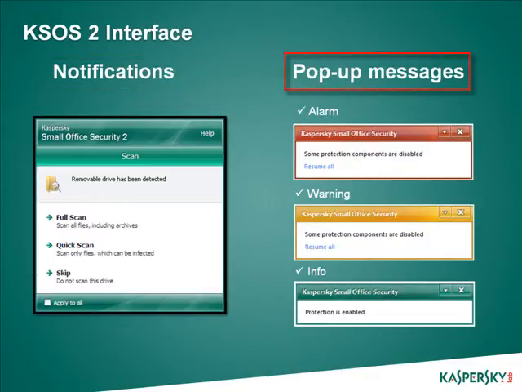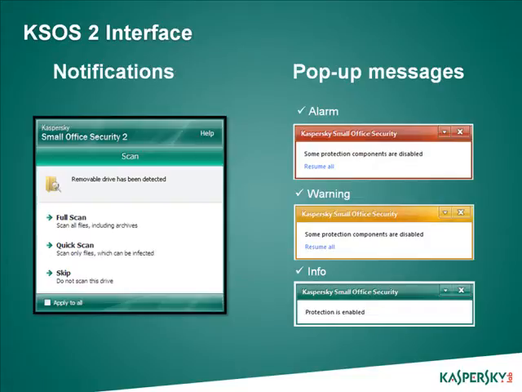Pop-up messages normally have an informative character and do not demand that you select an action. Some pop-up messages contain links which help you to perform the recommended or required action, for example, to launch an update of antivirus databases or activate the application. Pop-up messages automatically disappear soon after their appearance.